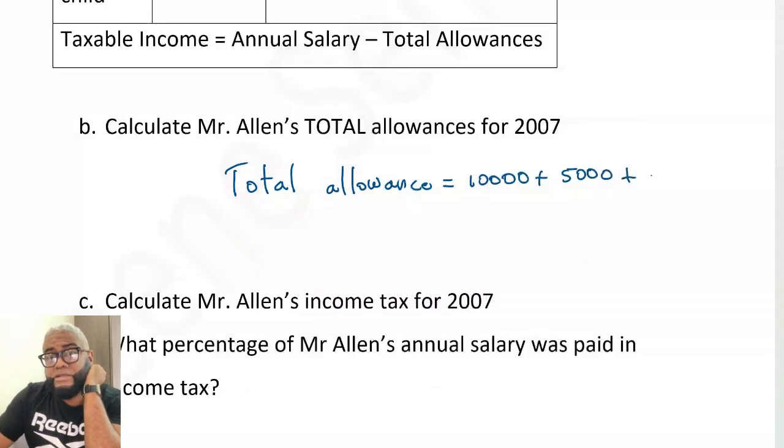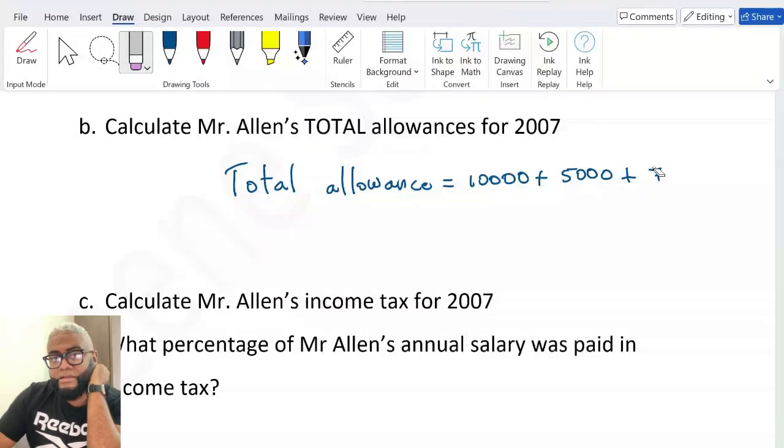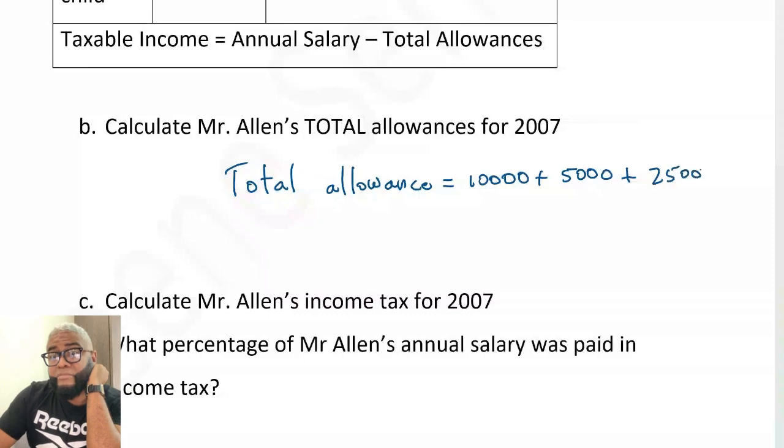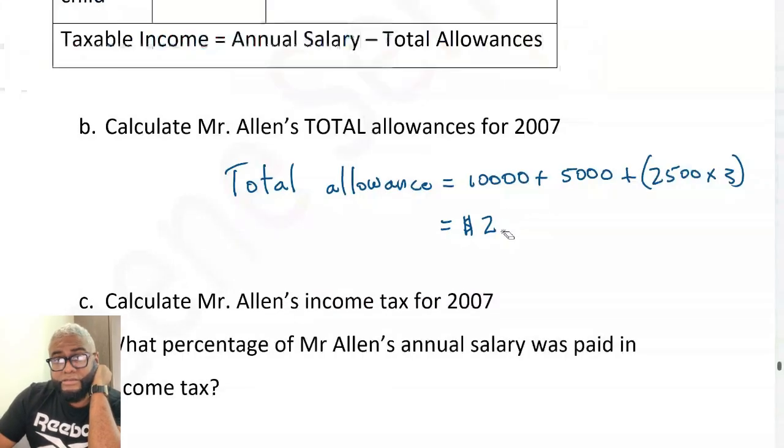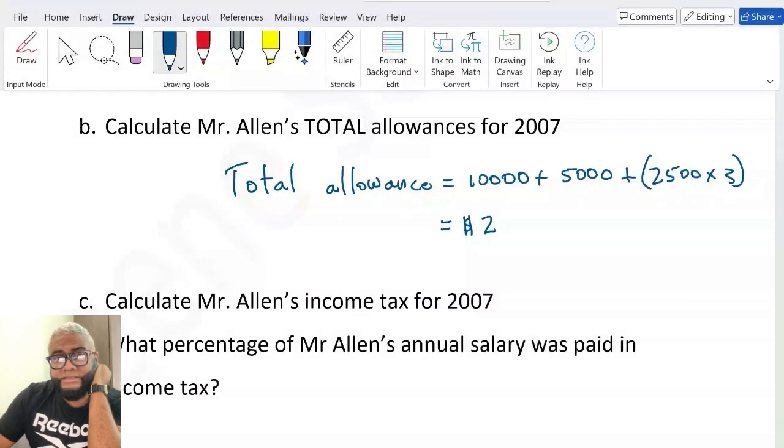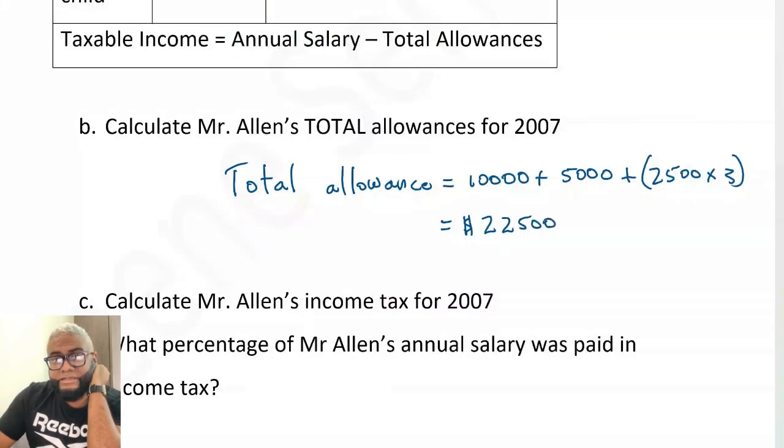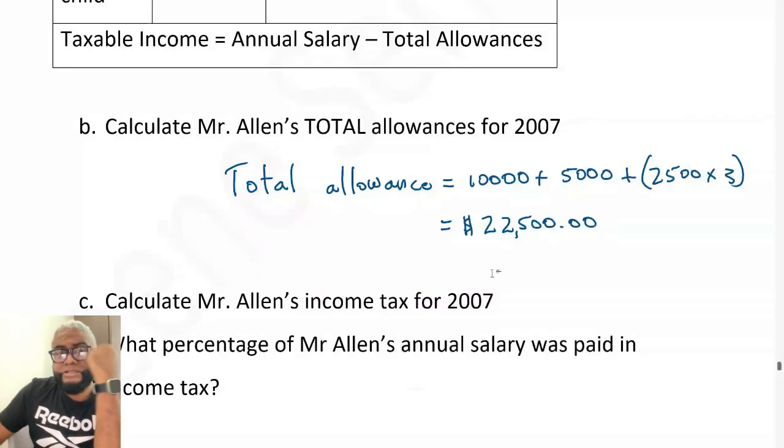5,000 plus 7. Well, let me put it working. It's 2,500 multiplied by, because how many children do you have? 3. It's 2,500 per child, right, Brittany? So it's 2,500 by 3. So how much allowance is this man getting for this family, right? 22,500. Yes, sir. Excellent. Right. That was the total allowance.